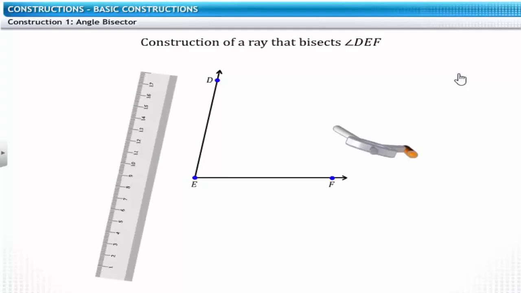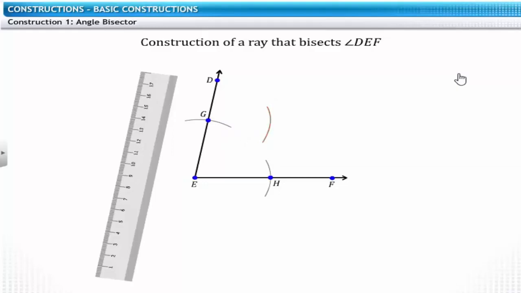On the compass, take an arc of a small radius. Taking E as the center, draw an arc on rays ED and EF. The arc intersects ray ED at G and ray EF at H. Now with the same measure, place the compass on point G and draw another arc. This arc will lie within the angle DEF.